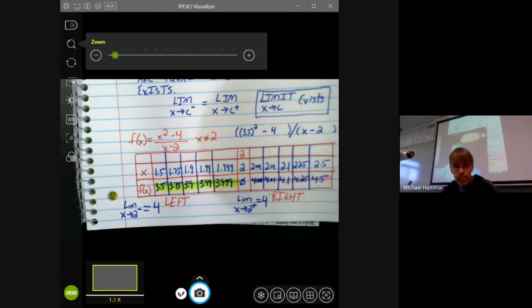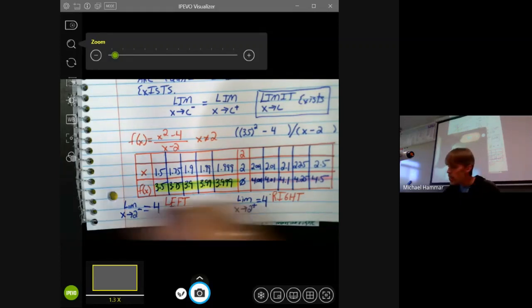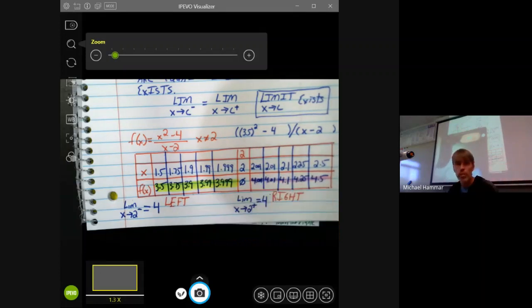So, does this limit exist? Yes. Even though at x equals 2, it doesn't exist. That number doesn't exist. The value doesn't exist. It does have a limit. Its limit is 4 because we are not going to 2. We are getting closer to 2. That's the big difference. You need to understand that limits are just getting closer and closer and closer to a value, but not exactly at the value.